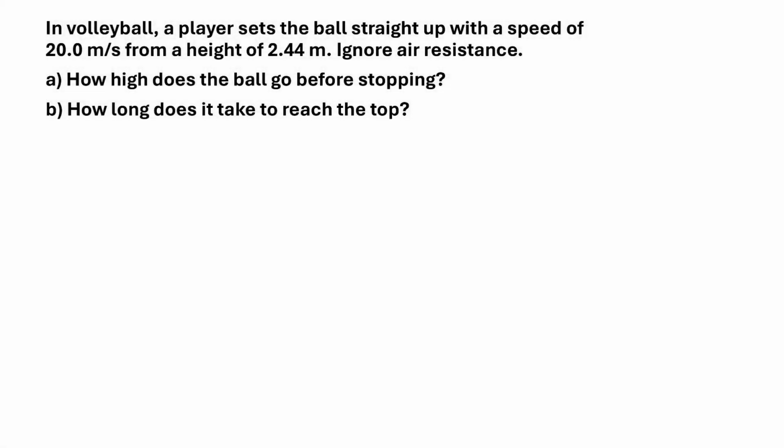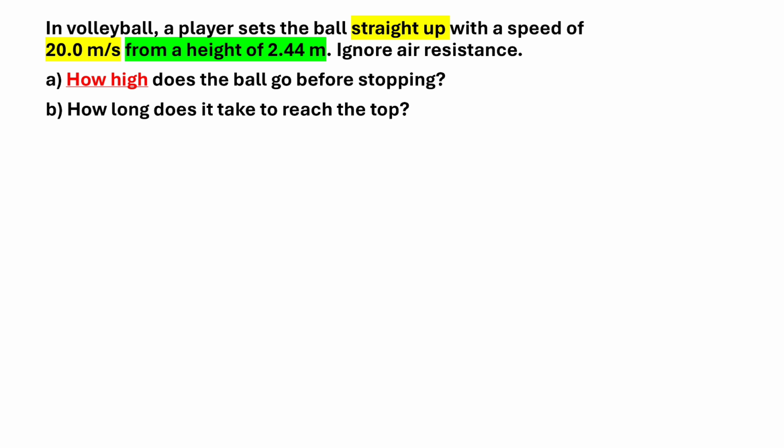Now we're slowly getting into the world of projectile. Let's start with the one-dimensional vertical toss. First clue I'm going to highlight is the fact that a player set the ball straight up with initial velocity 20.0 meter per second. The second clue that I'm going to highlight is my initial position, which is the height of 2.44 meter.